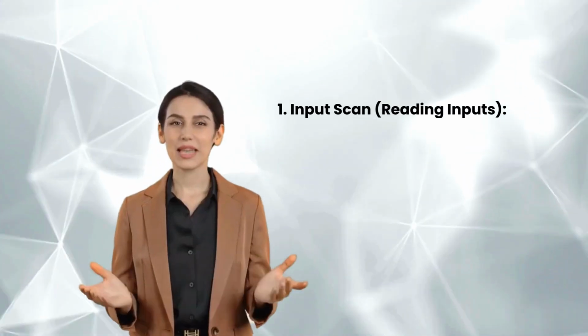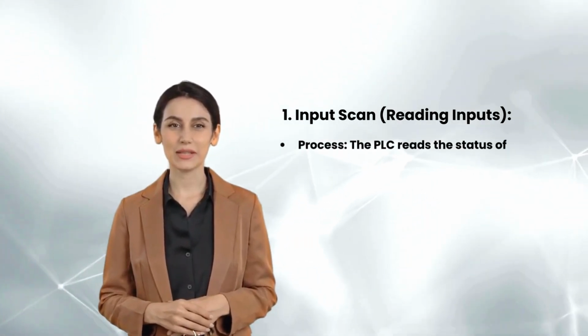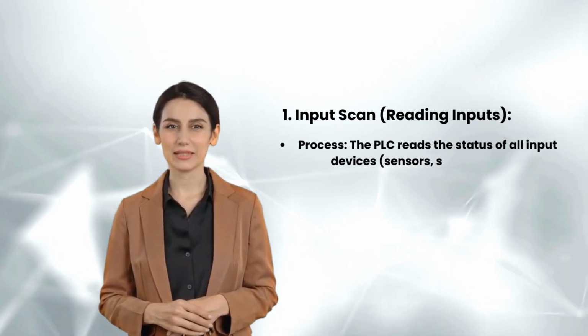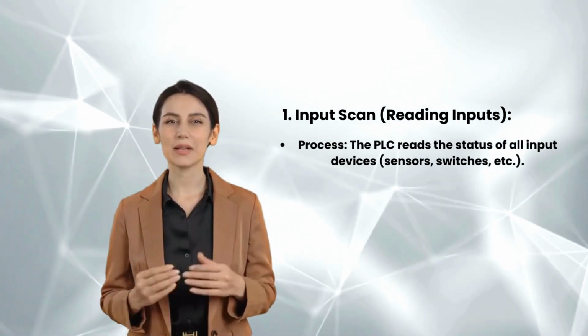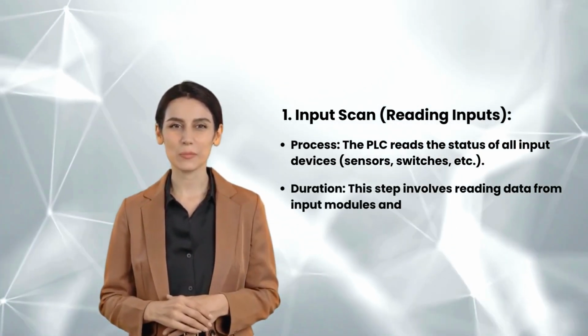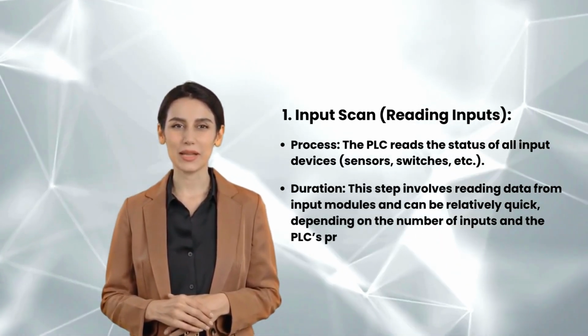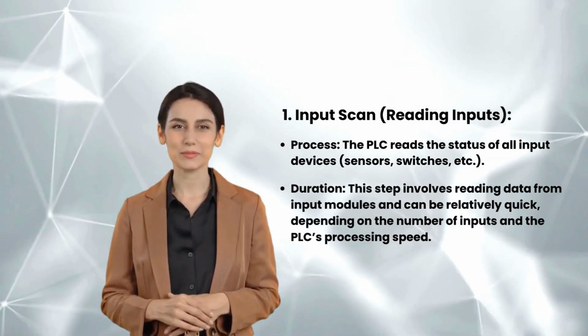1. Input scan, reading inputs. Process: The PLC reads the status of all input devices, sensors, switches, etc. Duration: This step involves reading data from input modules and can be relatively quick, depending on the number of inputs and the PLC's processing speed.